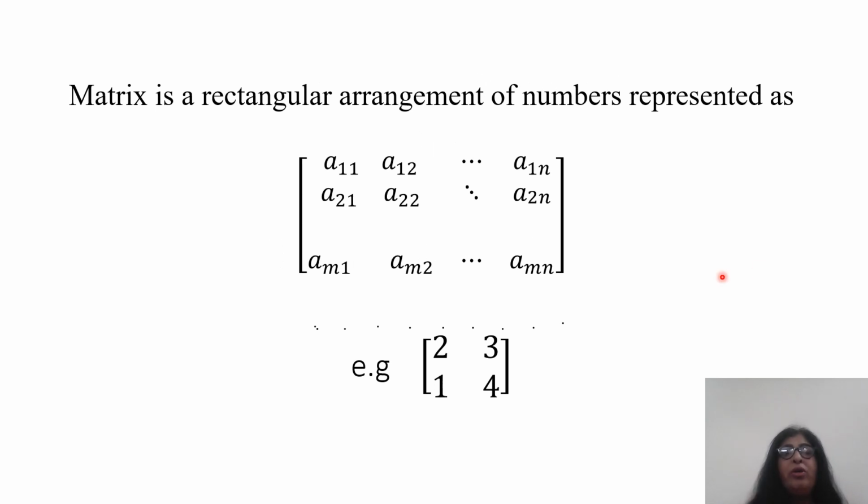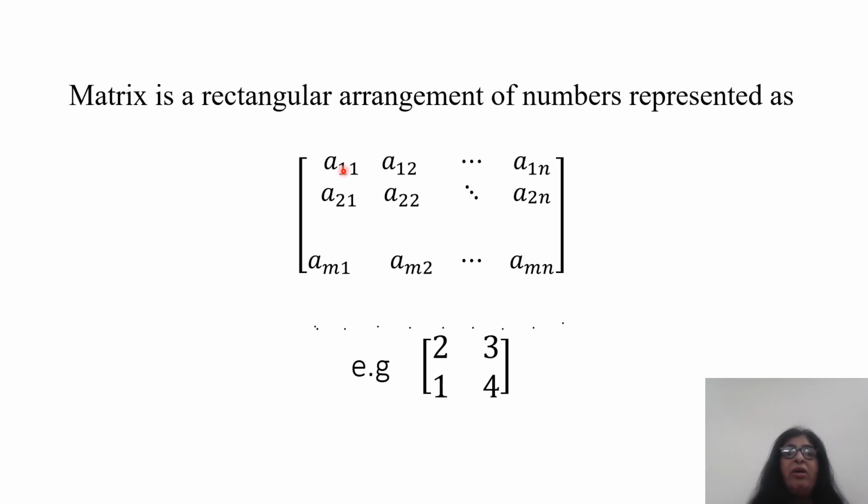So, how to define a matrix? A matrix is a rectangular arrangement of numbers represented as A11, A12, A13 up to A1n, A21, A22 up to A2n, and so on up to Am1, Am2, Amn, where A11, A12 and so on is said to be the first row, A21, A22 up to A2n is the second row, and so on. Am1, Am2 up to Amn is the mth row.